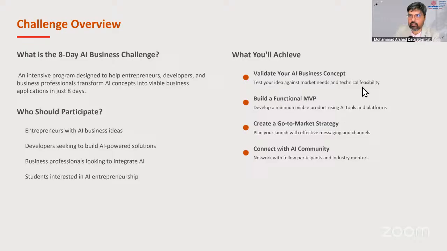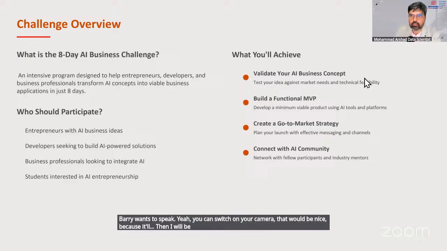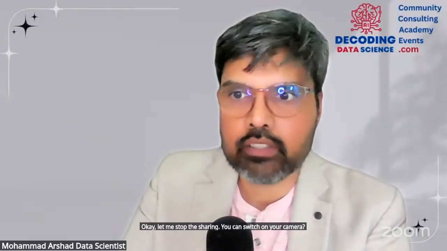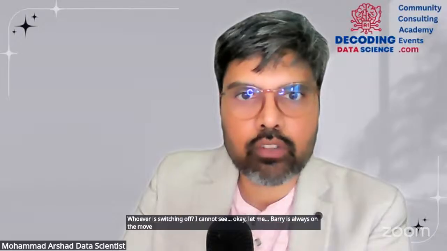Barry wants to speak. Yes, can you switch on your camera? That will be nice. Then Emma. Okay, let me stop the sharing. Whoever is switching off, I cannot see. Barry is always on the move. Always on the move. One second. Remove pin. Yes, you can unmute. Okay, I had a technical problem. I'm always on the move. That's right.